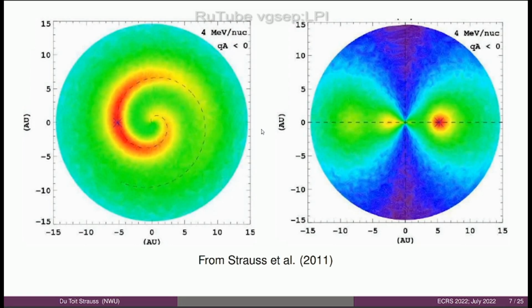You can also do a cut in the meridional plane, so looking at the side-on view. You have the sun in the middle, there's Jupiter, and you have these particles propagating to the other side of the sun due to this spiral structure. And this is really nice because you have different processes that you can probe with these particles.